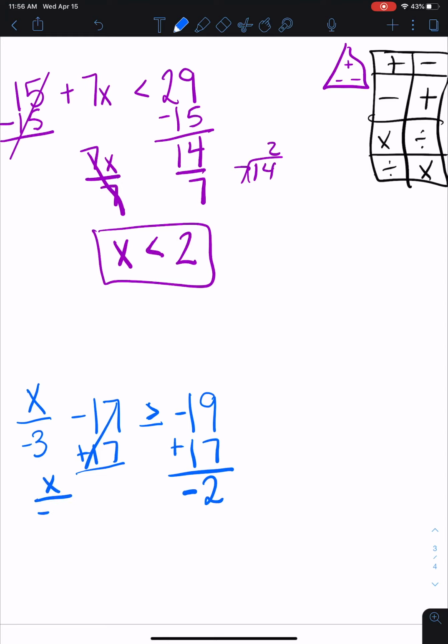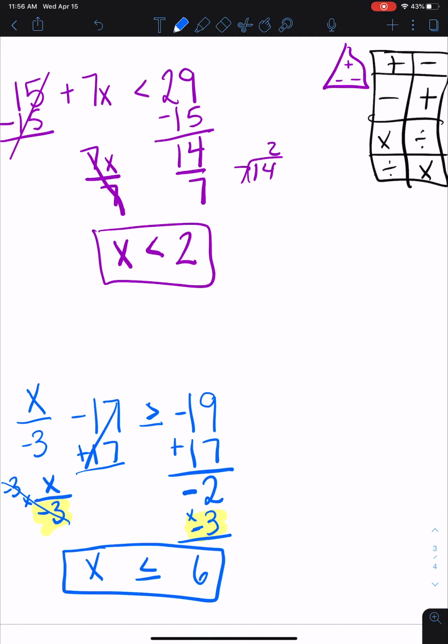Over here, I still have x divided by negative 3. The inverse of divide is multiply. So I need to multiply by negative 3. Negative 3 times negative 2 is 6. A negative and a negative is a positive 6. Now, because I multiplied by negative 3, that means I need to flip my symbol. So now it becomes x is less than or equal to 6. And that is how you solve.